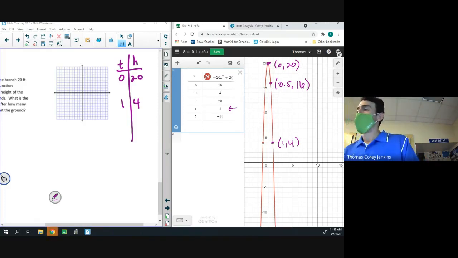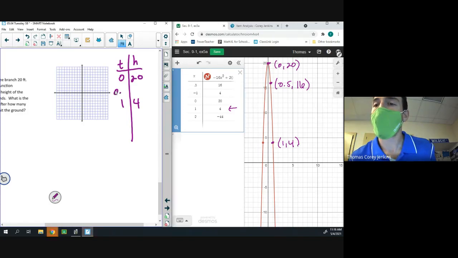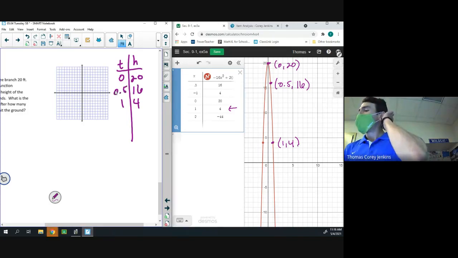And so we'll go ahead and put that there. So then we want to figure out, all right, when exactly does it hit the ground? All right, so we know it happens sometime after 1 second and way before 2 seconds. So let's just start guessing and checking then. All right, so I have 0.5 up there.